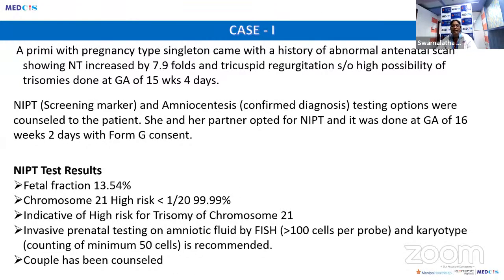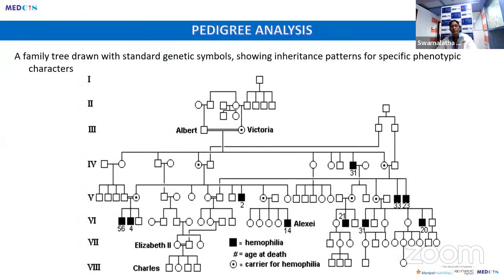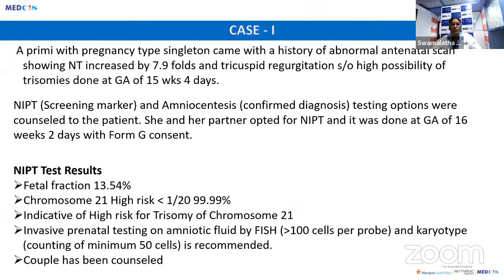So here I am coming up with a few cases which we have dealt with in our lab. Case 1 is a primi with a single pregnancy, who came with a history of abnormal antenatal scan showing an increased NT of 7.9 mm and tricuspid regurgitation, with high possibility of trisomies, done at a gestational age of 15 weeks 4 days.